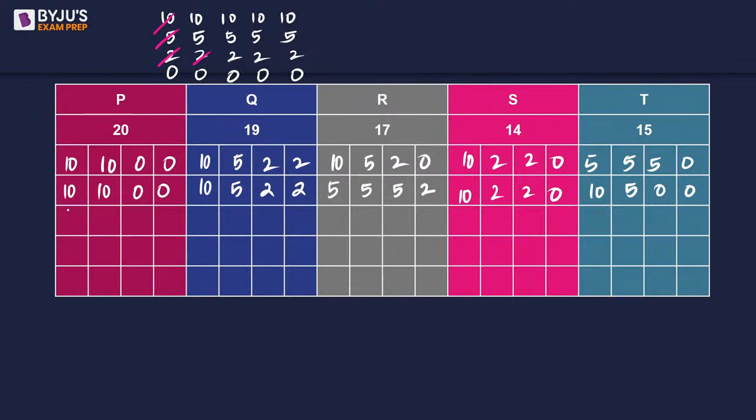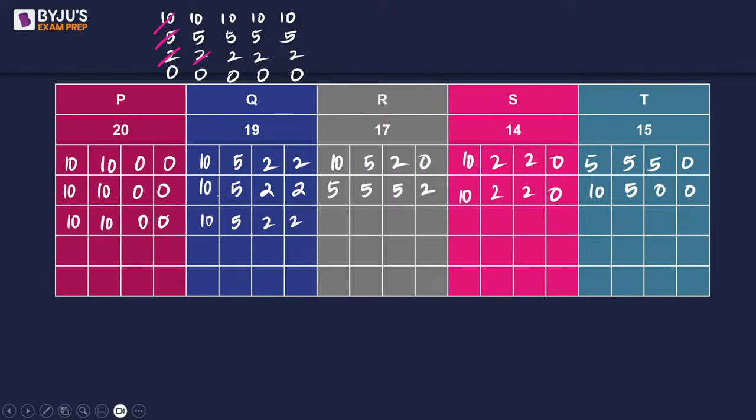So let's count the number of tens here. 1 2 3 4 5, 5 tens. 1 2 3 4 5, 5 5s. 1 2 3 4 5, 5 twos. So this is another possibility. फिर से Q को फिक्स करते हैं. Let's fix P again. So P and Q we have fixed initially.